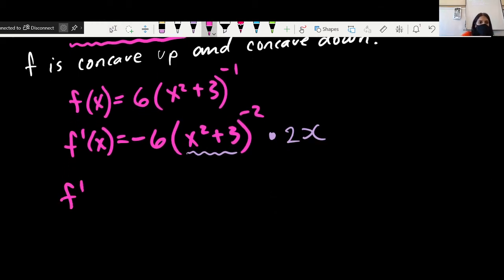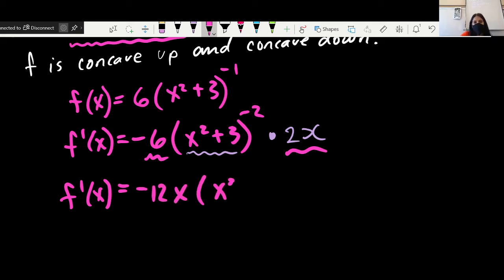It will be nice, though, to simplify this and clean it up a little bit so it makes it easier for us to work with. So we can see that this and this can be combined. Well, I don't know what's going on with that equal sign. Let's fix that. Minus 12x. And then here we have x squared plus 3 to the minus 2.